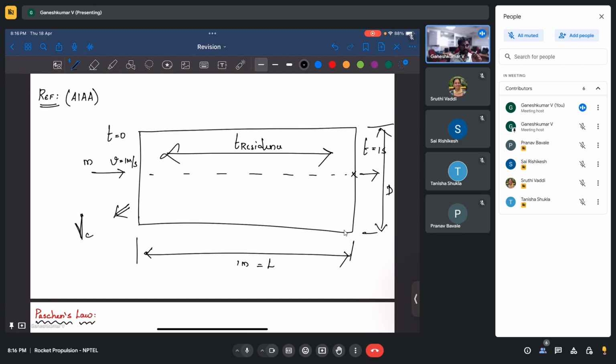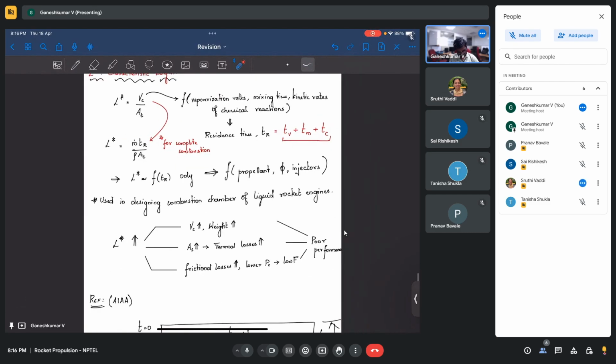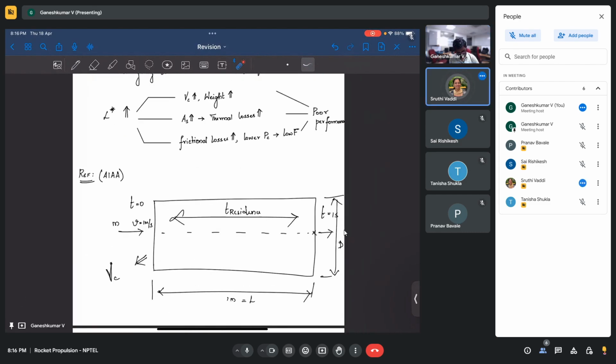Now you have to select your residence time in such a way that all these three parameters, or all the combustion physics happening, should happen within your residence time. So that is why this is also an important parameter. Is that clear what I'm trying to say? Yes, sir, understood. Okay. Thank you.